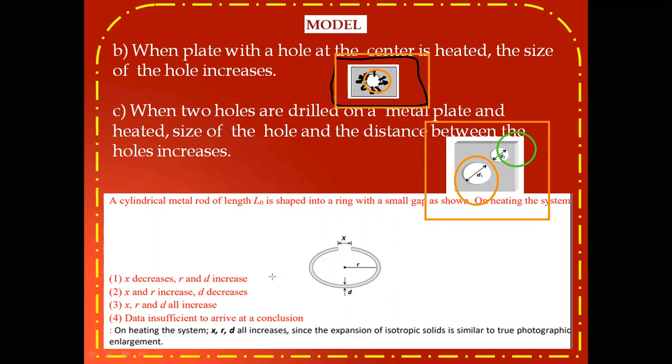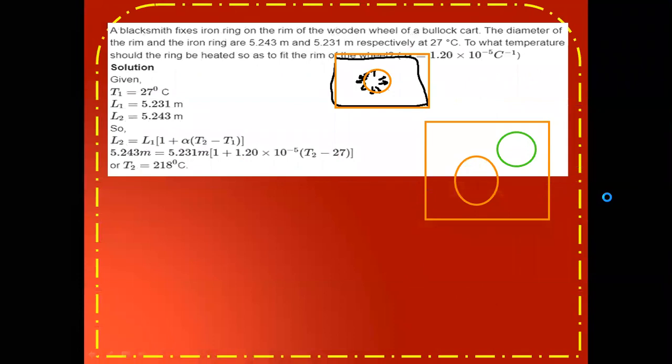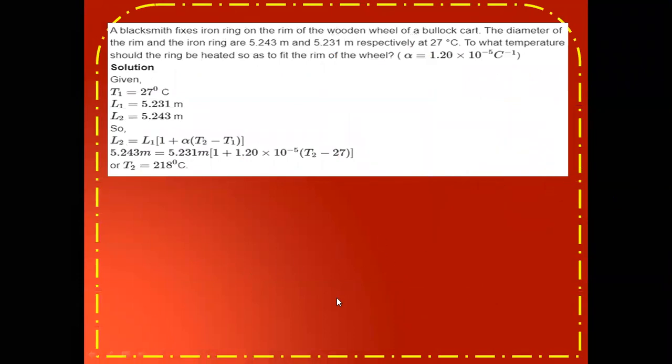This is one of the very important theoretical bits. And here this is also a theoretical bit. If a ring has a small hole, if the system is heated, all of X will increase, R will increase, and D also will increase. This is one of the important things you have to keep in mind. It's a theoretical bit only. Now, let's see the next one.